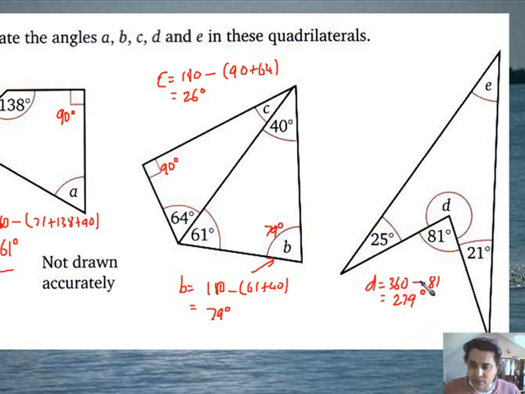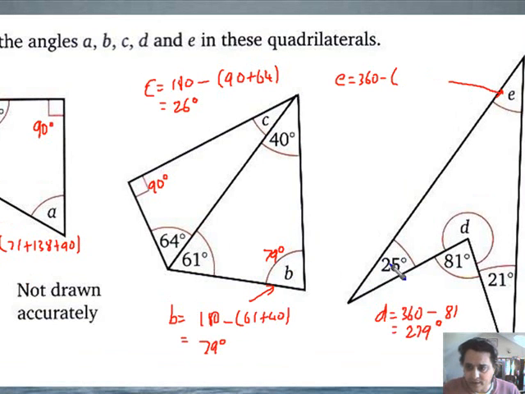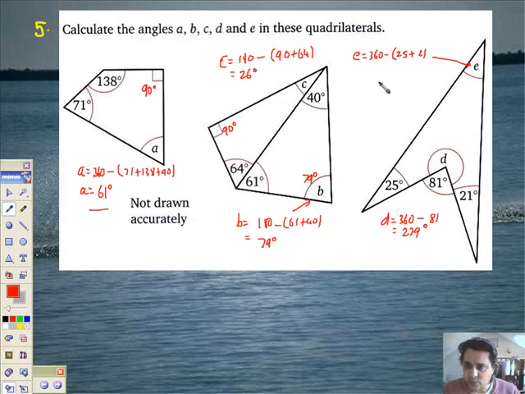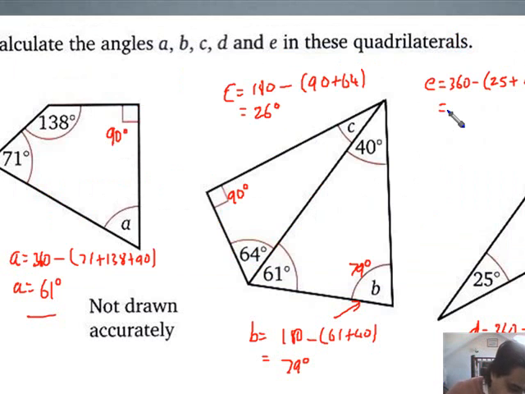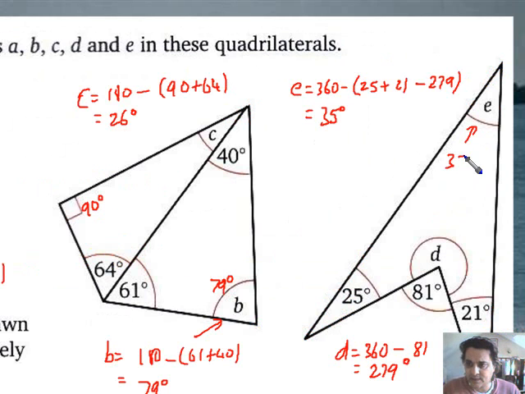So, 279 degrees. So, how do you find out mystery angle E? Same thing, it's still a four-sided shape. So, I'm going to say E is going to be 360, take away that one, and that one. So, I'm going to take away 25. And I'm going to take away 21. And I want to take away this great big reflex angle of 279. And that will be, just wait for it, 360 take away, open bracket, 25 and 21, and 279, close bracket, boom. What have we got? 35 degrees, so E is 35 degrees. Is that alright?